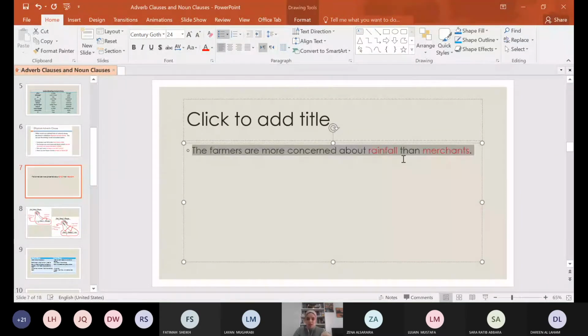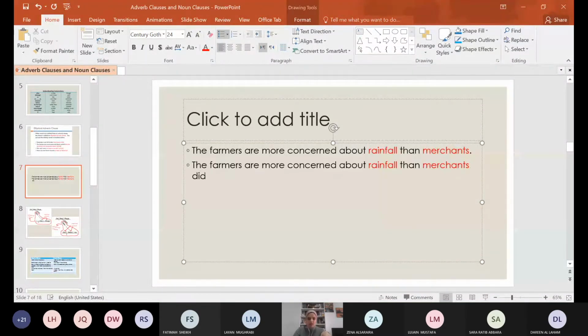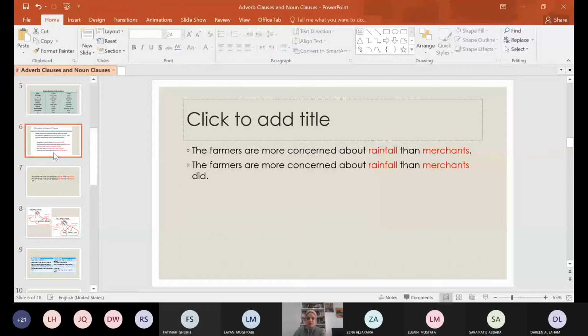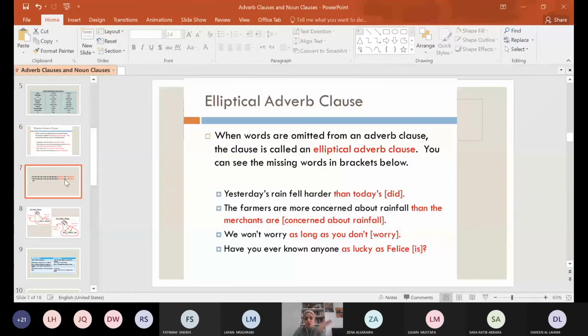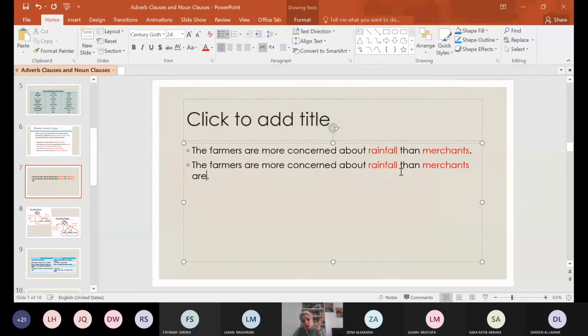The farmers here look like... not that. Oh, okay. Farmers are more concerned about rainfall than merchants are. Why is there "are"? "Are" is a verb for merchants. So this is a subject and this is a verb, so this is a dependent clause. The farmers and the merchants both care about rainfall, but farmers care about rainfall more than the merchants care.